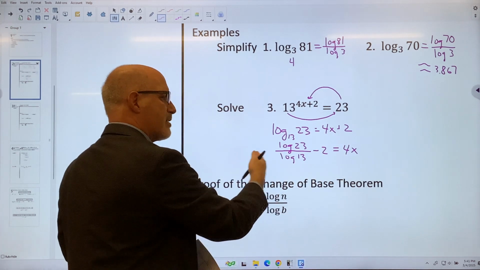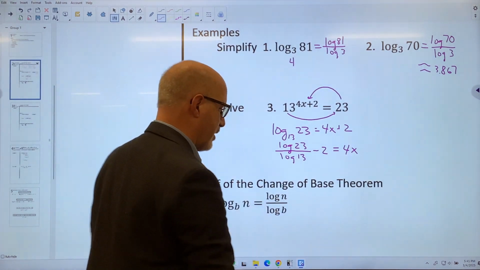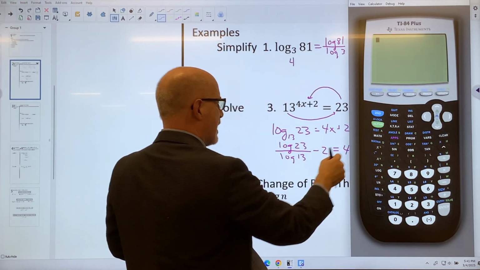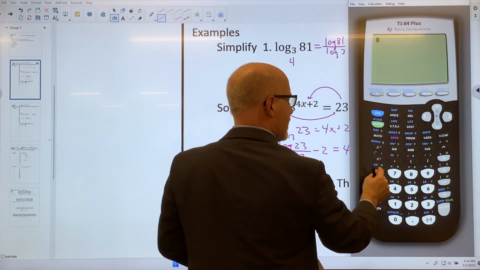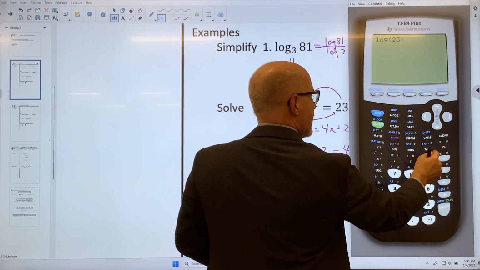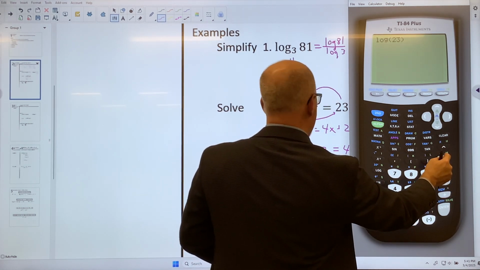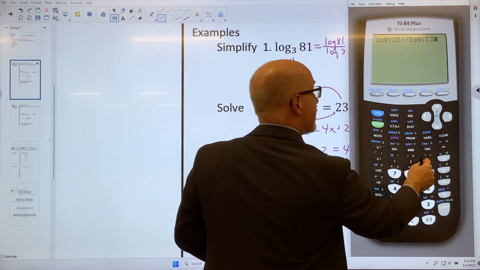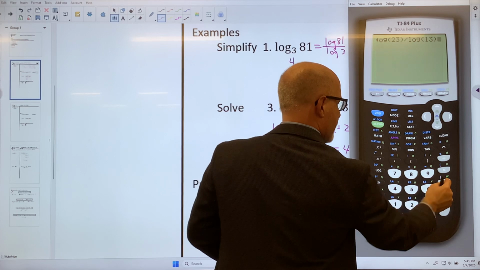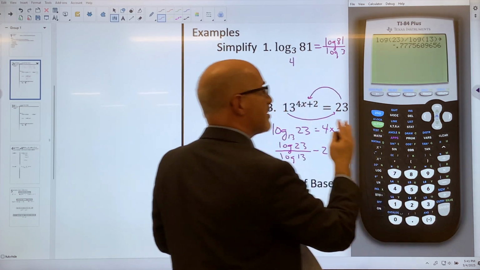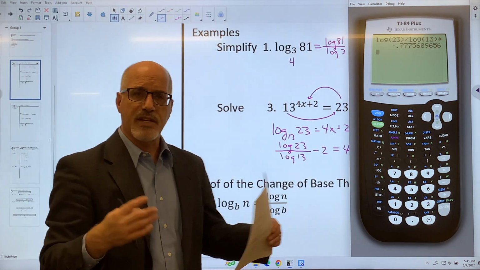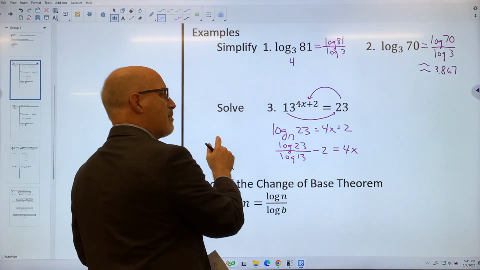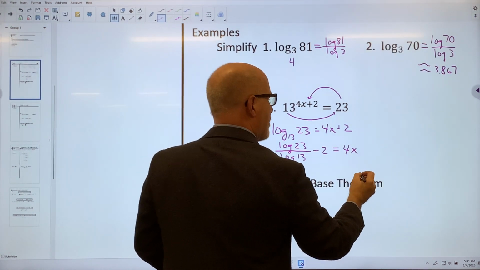Okay, now I'm going to do this on my calculator and leave it on the calculator screen. So if I do that, clear this off, I'm going to go log of 23, and the parentheses there, divided by log of 13, and then I'm going to subtract 2. So I get this negative 0.775, etc. I'm going to leave that on my screen for a moment. My next step then is to take this and divide by 4.